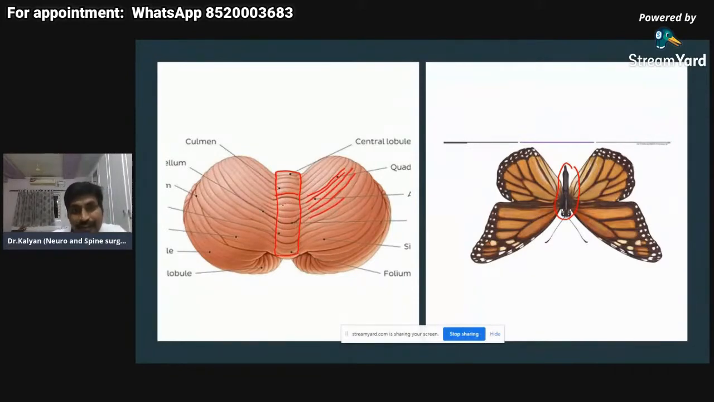So this one is the vermis of the cerebellum. I have told you it is divided into three lobes. So what are the lobes? This fissure, which is very prominent, is known as the primary fissure. The structure anterior to it is the anterior lobe, and this large structure, which is the largest lobe, is known as the middle lobe.